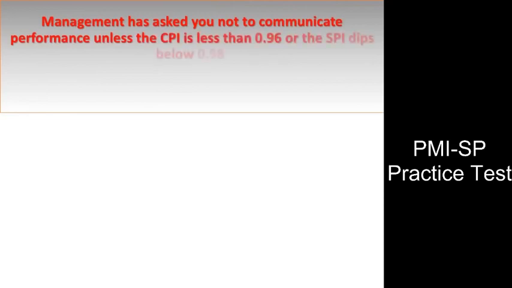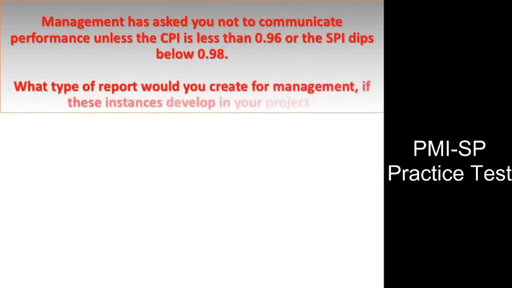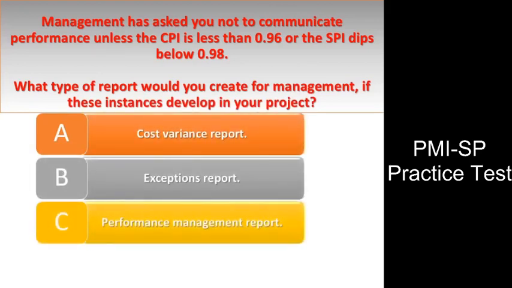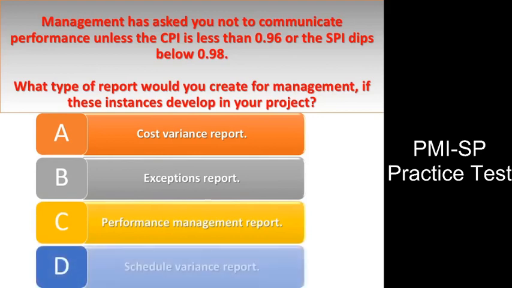Question number 17. Management has asked you not to communicate performance unless the CPI is less than 0.96 or the SPI is below 0.98. What type of report would you create for management if these instances develop in your project? A. Cost variance report. B. Exceptions report. C. Performance management report. D. Schedule variance report.